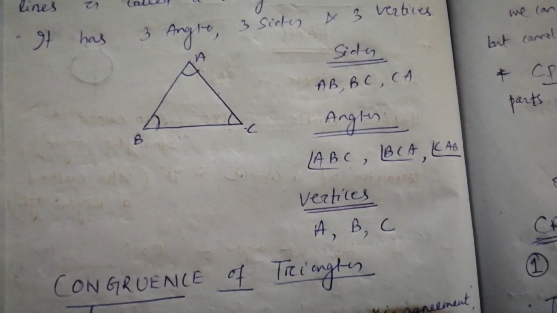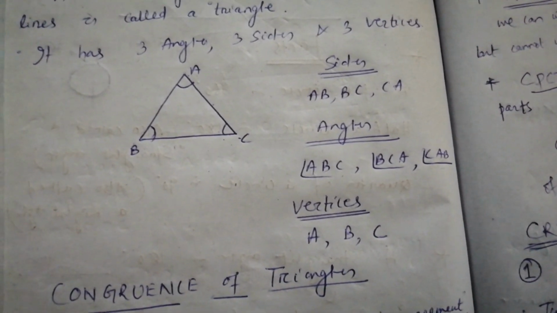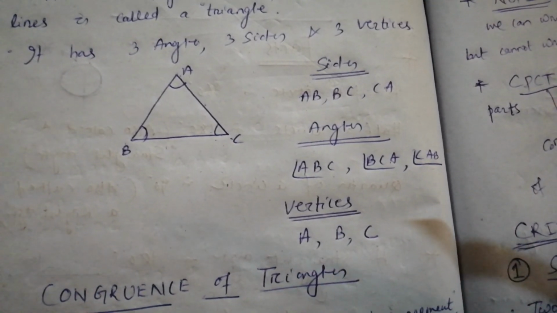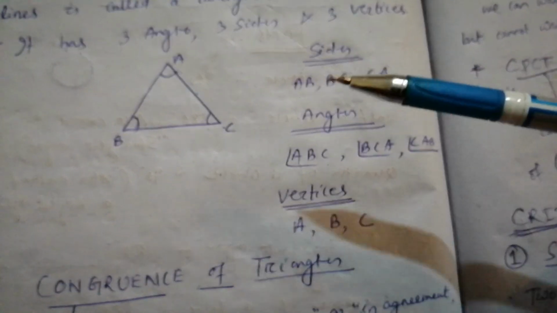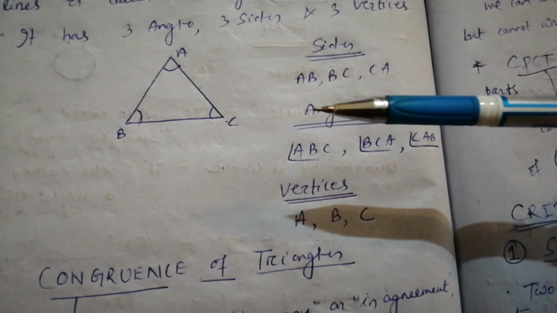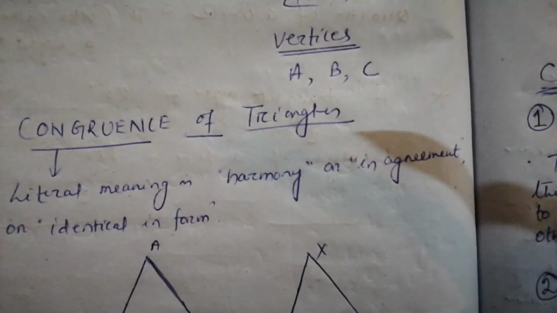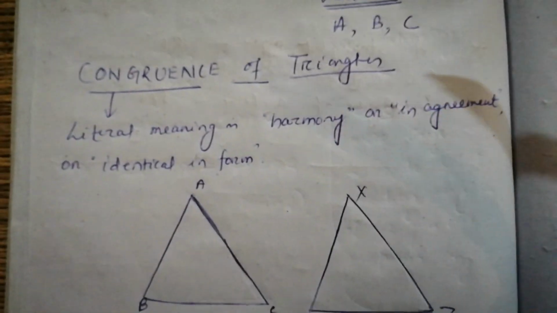Just remember, I can show you a very common example: the example of a samosa. Samosa has three tips, right? So we can say the number of vertices in a samosa is 3. Similarly, in a triangle, the number of vertices is 3. Okay, now we will go to congruence of triangles.